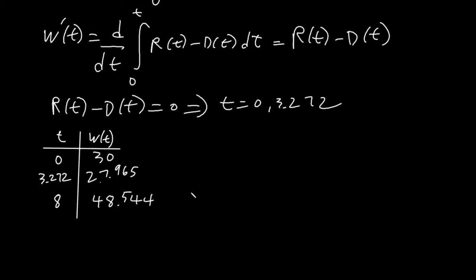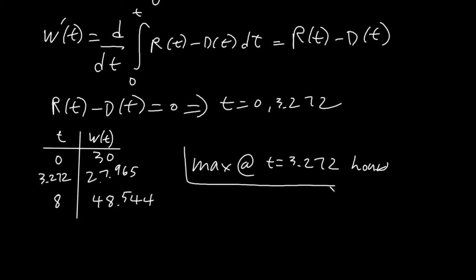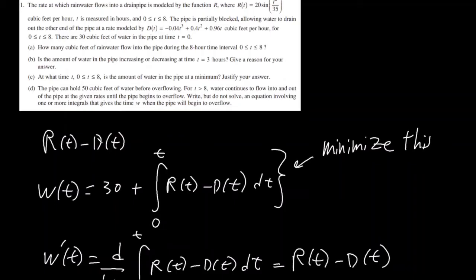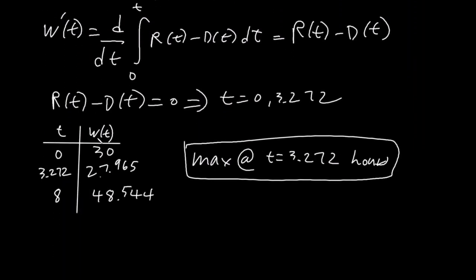Okay, so you'd say the minimum is at t equals 3.272 hours. Notice that we gave them the t value because if you look up the initial problem, they didn't ask us for the minimum amount of water. They asked us at what time t it occurred. So make sure you don't give them the wrong piece of information there. Okay, so that was our answer.